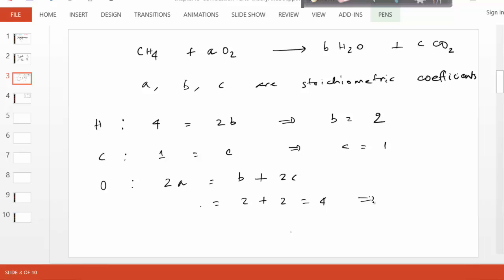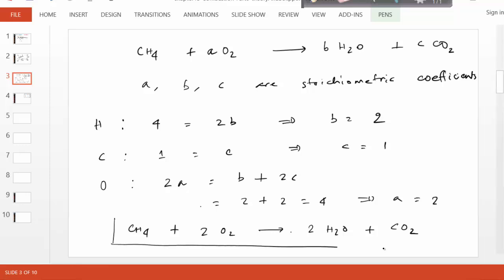So that gives us A to be 2. So therefore the reaction can be written as methane plus 2 oxygen going to B equals 2 H2O and C equals CO2. So make sure you can balance the reaction. It's quite simple. Of course, you have to know ahead of time what are in the products.